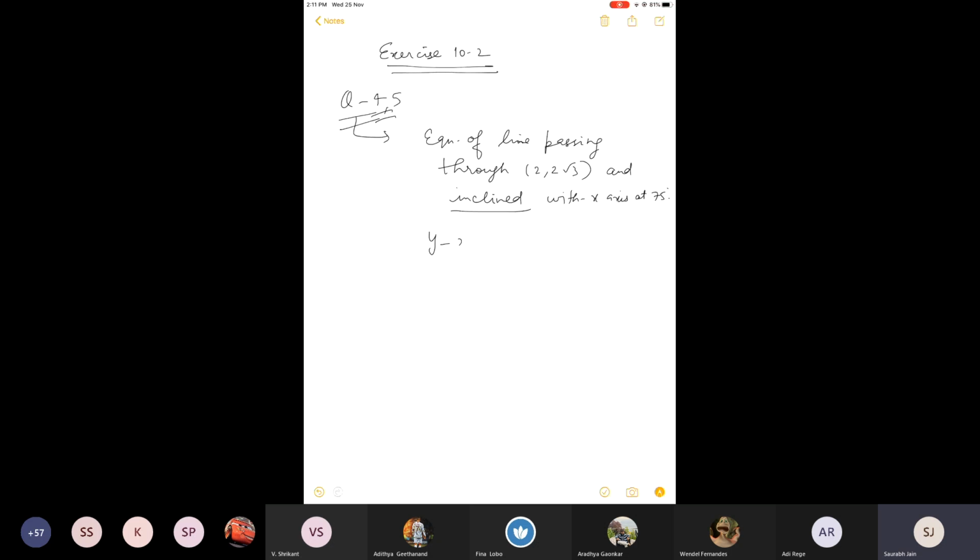y minus y1 equals slope, which will be tan 75 degrees, into x minus x1. So point slope form will be used because a point is given and inclination means slope is given. Now the value of tan 75 degrees, all of you must know how to find it. You can write 45 plus 30 and use the formula of tan(A+B), which is (tan A plus tan B) upon (1 minus tan A tan B). I think I asked you to learn this value.